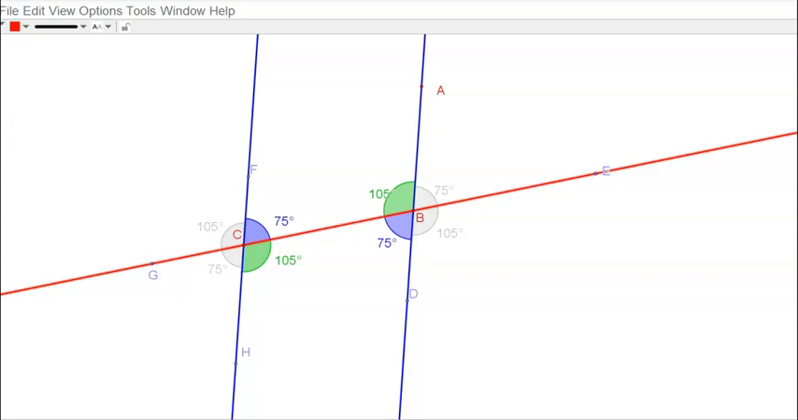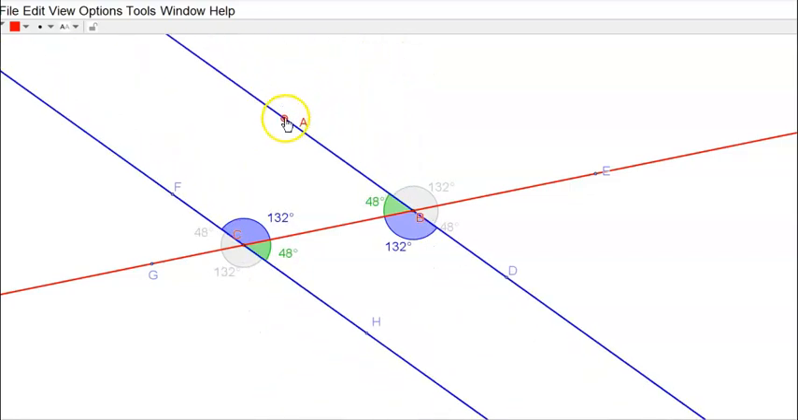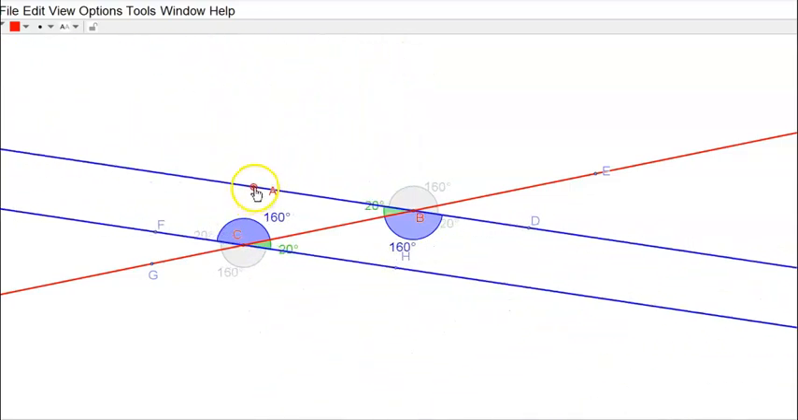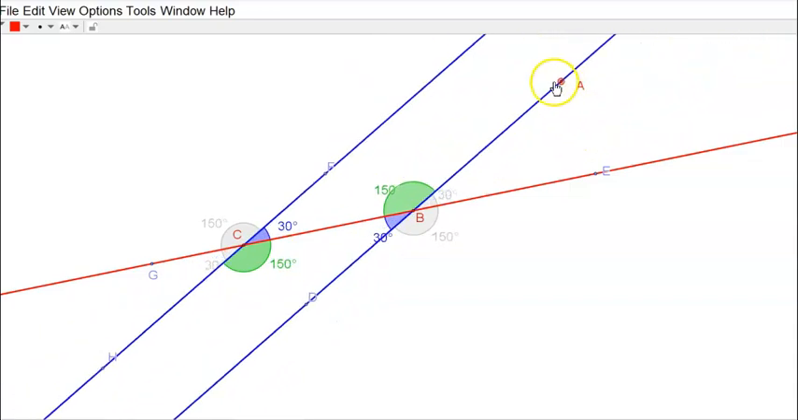In this video, we want to look at alternate angles. Once again, we have our two parallel lines. You can see the two blue lines are parallel because they move together, keeping equal distance, and they will never meet. So they are parallel lines.